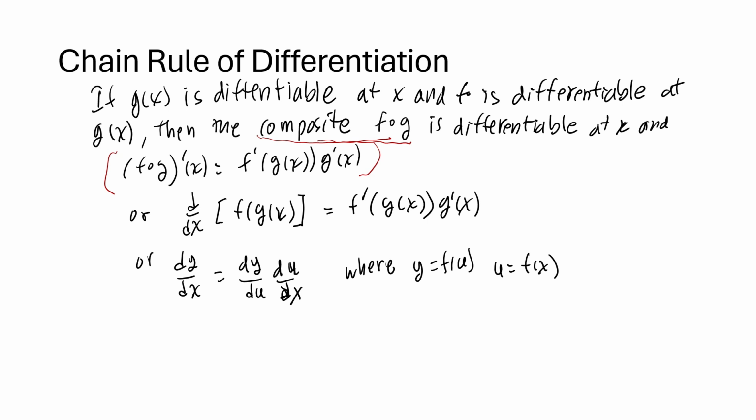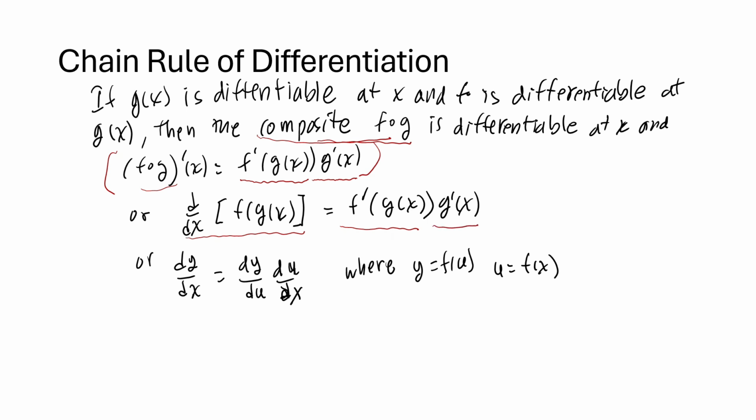But this (f composite g) prime, the derivative evaluated at x, is equal to f prime evaluated at g of x times g prime evaluated at x. So it's a product of those two functions. Now we can write this the other way. The derivative of f evaluated at g of x is equal to just what we saw earlier, f prime evaluated at g of x times g prime of x.